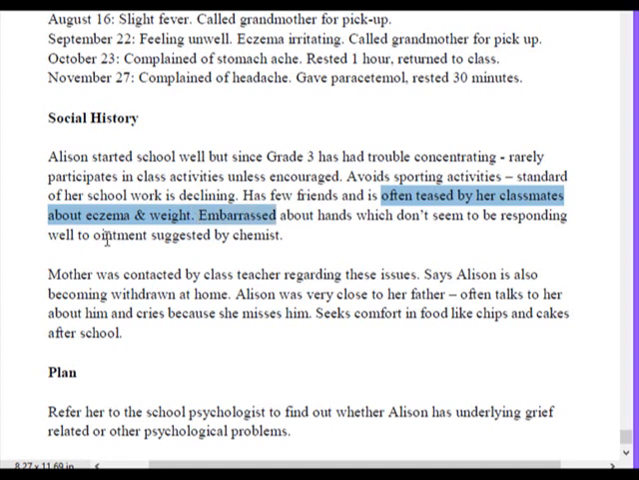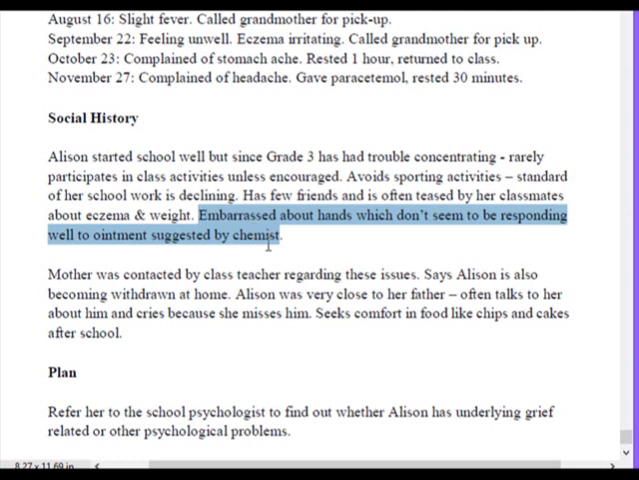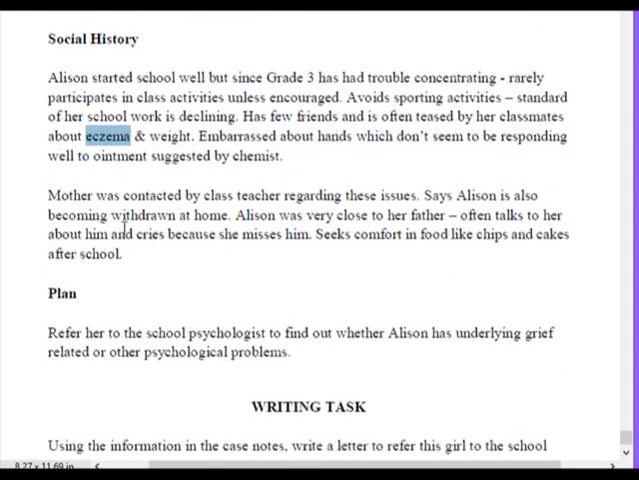Often teased by her classmates about eczema and weight. Embarrassed about hands which don't seem to be responding well to ointment suggested by chemists. I don't feel that is too important because remember you're writing to a psychologist to know why she has grief related issues. Eczema is already mentioned here. Mother was contacted by class teacher, not at all important. But after that contact, what happened?